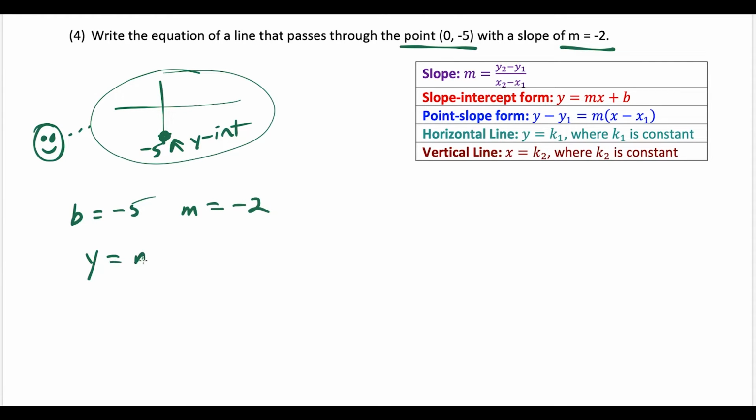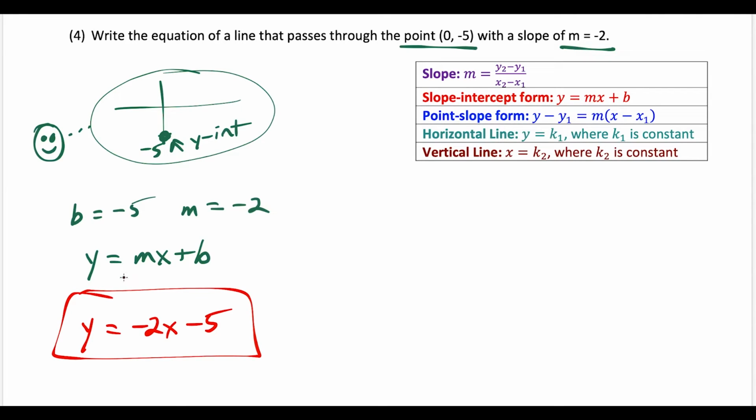And we have this equation, y equals mx plus b. That's our slope-intercept form. And all we have to do to get our equation of a line is plug into this. So we're going to have y equals -2x, and our b value is -5. So here's our equation with very little effort here. Now, we could have also used the point slope form equation, but once again, anytime you're given the y-intercept and the slope, this formula is very easy to use.